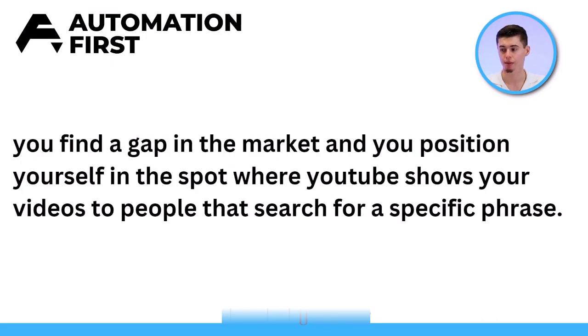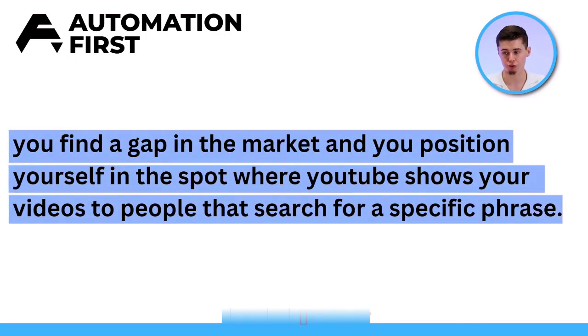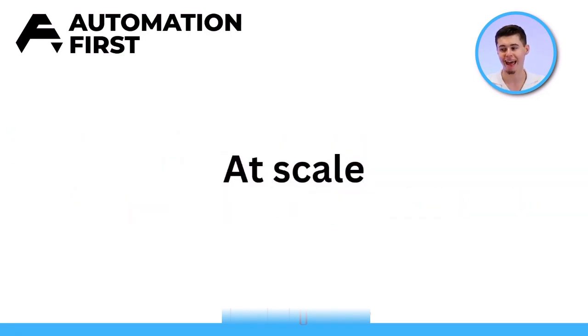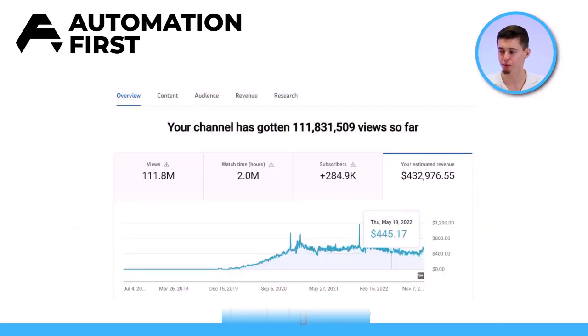However, for now, I want you to remember this very clearly. This is the main takeaway from this first video. The main key here is that you find a gap in the market and you position yourself in a spot where YouTube shows your videos to people that search for a specific phrase. I know, sounds simple, huh? However, this right there is all you need to do and all you need to know in order to make this work. And you need to do it at scale. If you can do so, you'll make a lot of money and you'll be rich. You have channels like this producing income every single day, non-stop, for years down the line because it is search based.